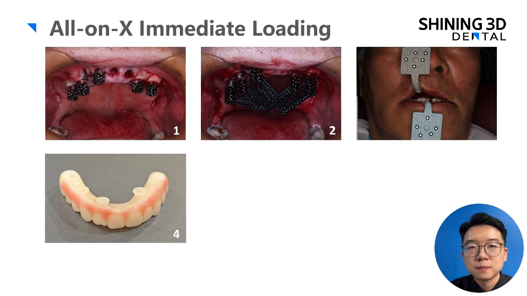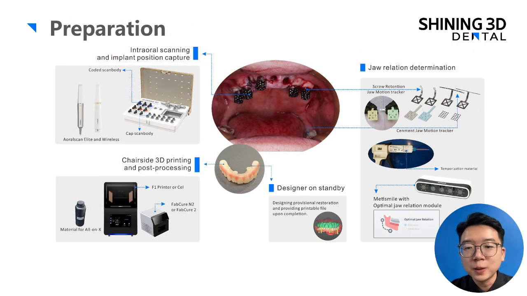Before we get started with the actual scanning, there is a lot of preparation we need to do for this case. First of all is the intraoral scanning and implant position capturing. We will use the Aeroscan Elite Wireless combined with a high accuracy code scan body to get the accurate implant position and also the soft tissue scanning data for the design.